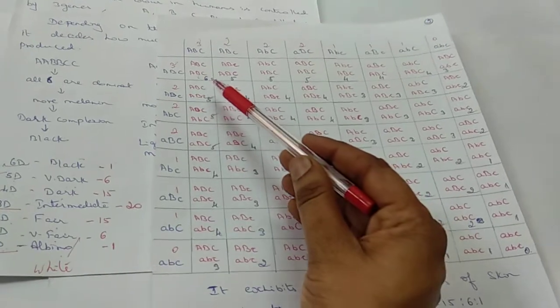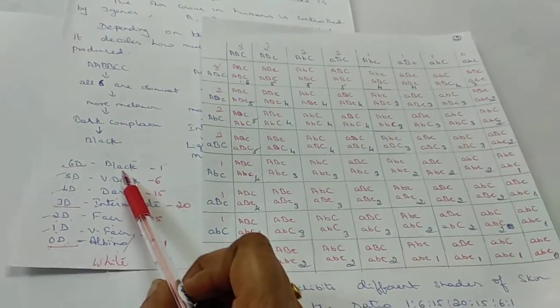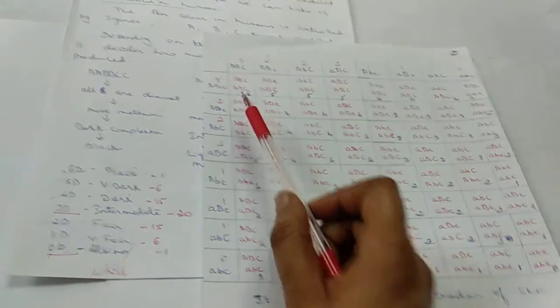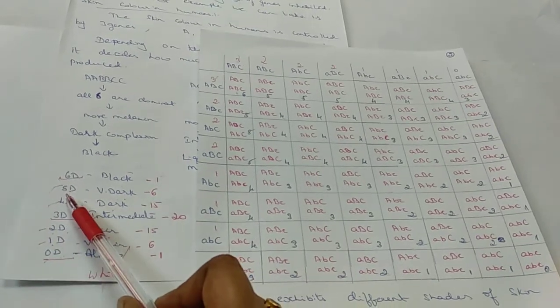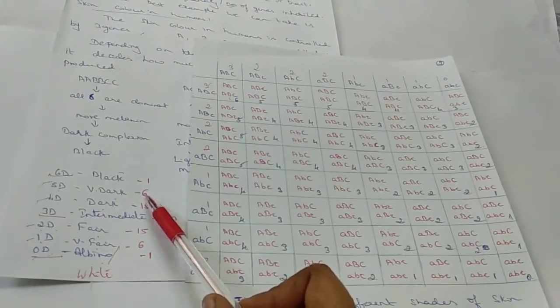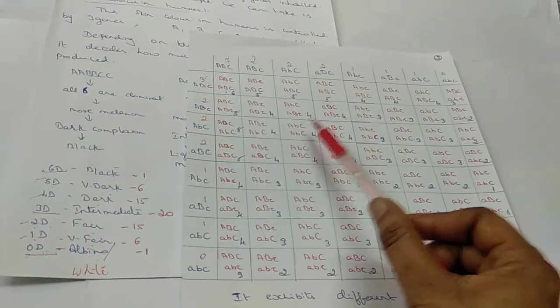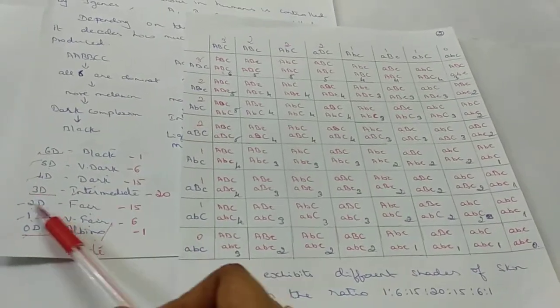I have written how many of each number there are. How many 6 are there? Only 1. As I told you, if there are 6 dominants, you represent it as black. Likewise, the next one is very dark: how many 5 dominants do you get? When you count, you get 6. For 4 dominant, count the number of 4s; it should come to 15.